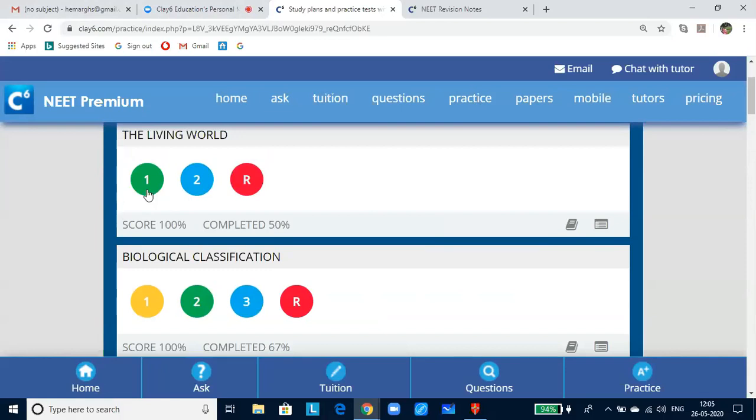But if you want to revisit the test for revision purpose, or if you have got some of the answers wrong, in order to check whether you are able to recollect and answer, you can take the test again. Blue bubble indicates you are yet to take the test. Yellow bubble indicates you have started the test but you have not completed it.